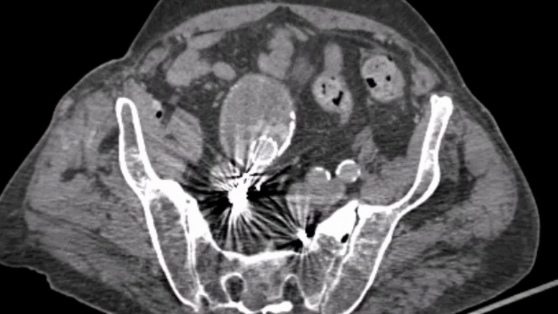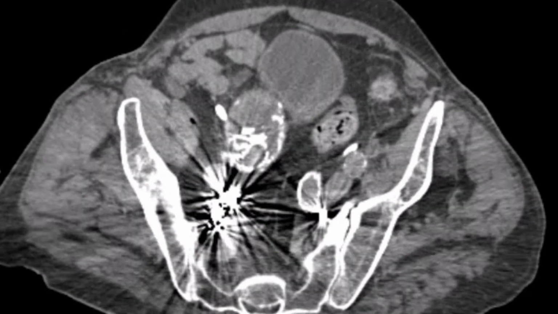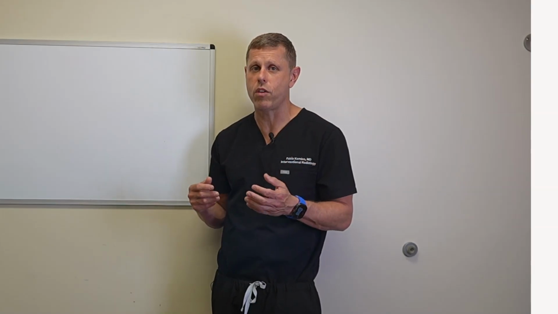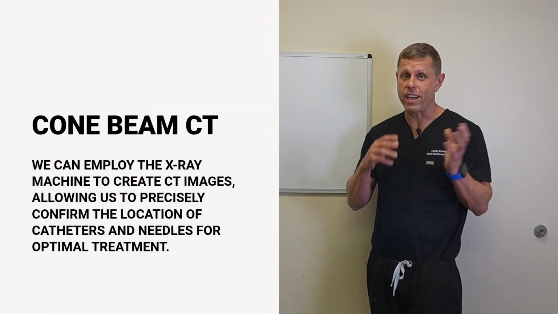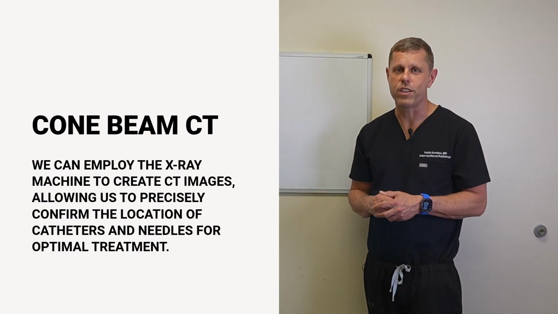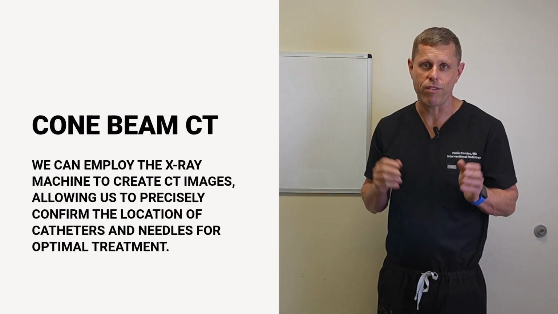Sometimes the translumbar approach can be done also under CT guidance, when we can use CT image to precisely guide the needle wherever we want, and then we would inject the glue through that needle. We can also use a combination of these two approaches because in most modern catheterization laboratories, we have something called cone beam CT, which we can use the X-ray machine to actually create CT images and confirm the location of these catheters and needles, so we can be very precise and provide you the best treatment.